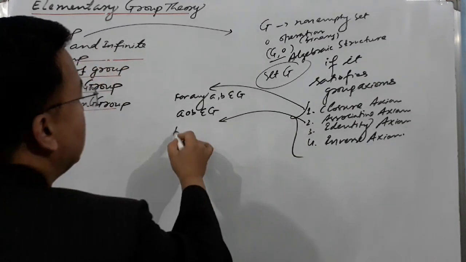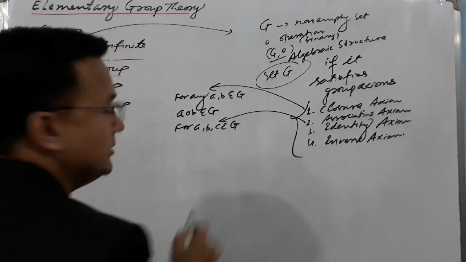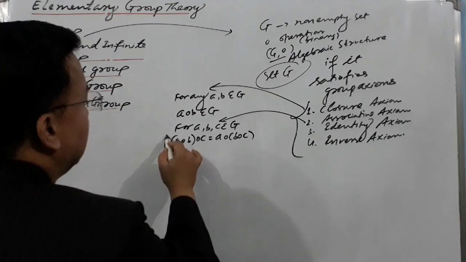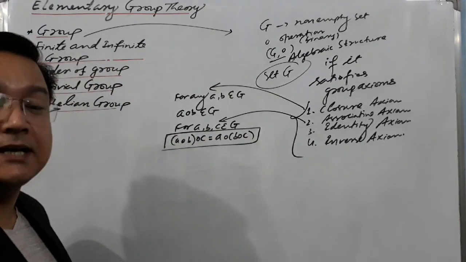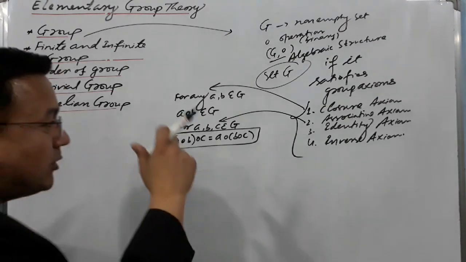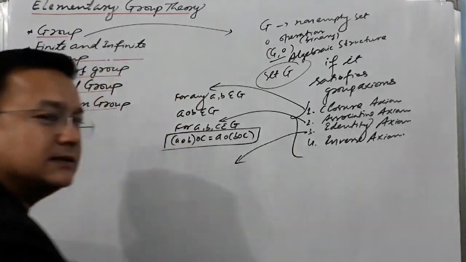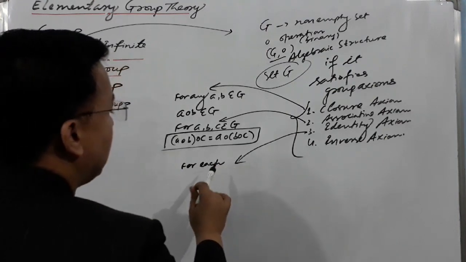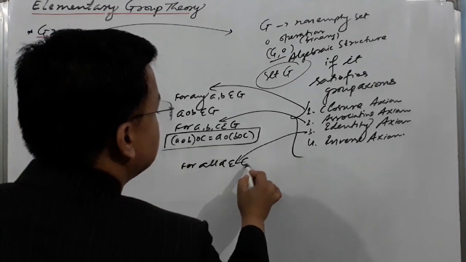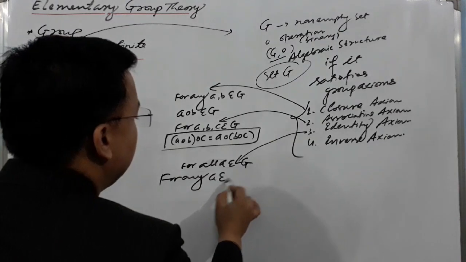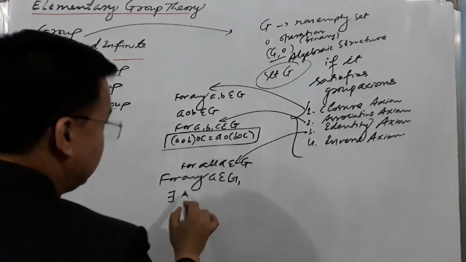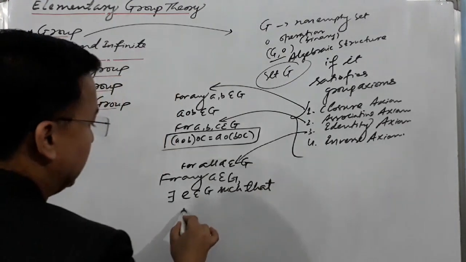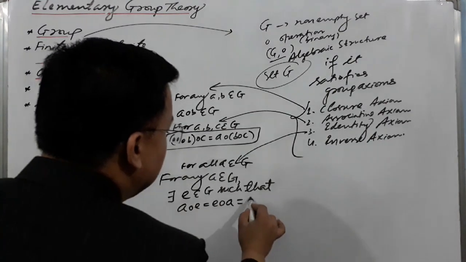And for the associative axiom, we need three elements. For A, B, C belonging to G, any three you can choose, if (A operation B) operation C is equal to A operation (B operation C), then we can say the operation satisfies the associative axiom. So in a group, this is also satisfied. And then, third, the identity axiom. So what is the identity axiom? It means for any A belonging to G, there exists E belonging to G such that A operation E is equal to E operation A is equal to A.